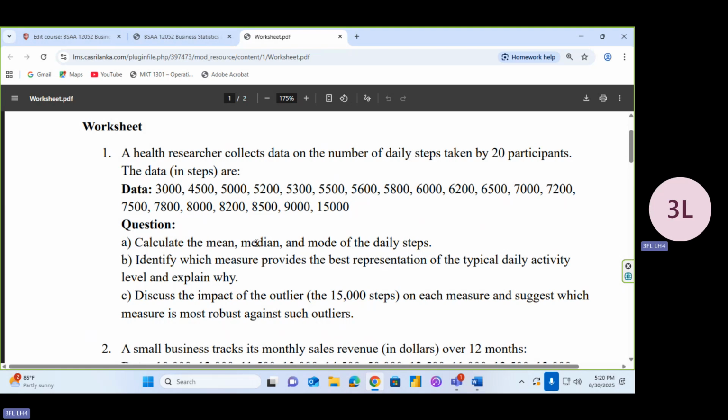The reason is 15,000 we can identify as the outlier. When we calculate the mean value, the sum of the observation values becomes large. The reason is 15,000 highly impacts the sum of the observation values. It's clear? Okay.